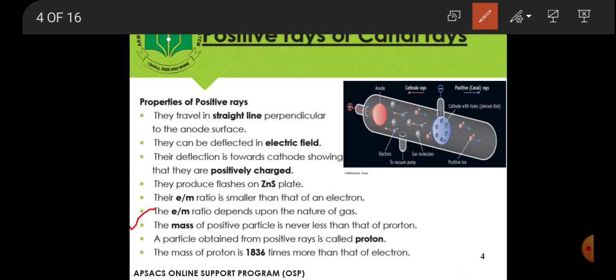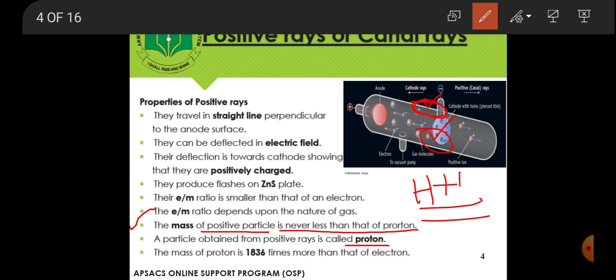Next point, the mass of the positive particle is never less than that of a proton. When the mass of the positive particle was calculated, it was seen that the mass is not less than that of a proton. So this positively charged particle was called proton, and this name was suggested by Rutherford.